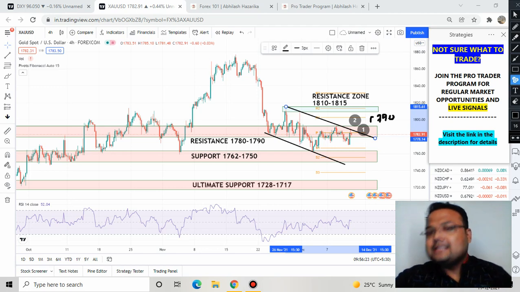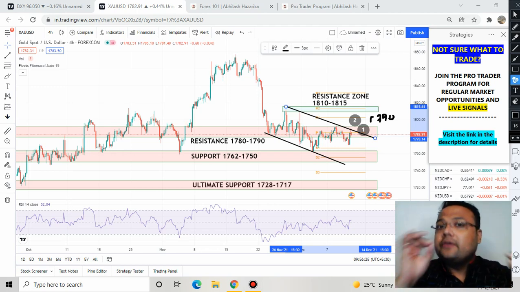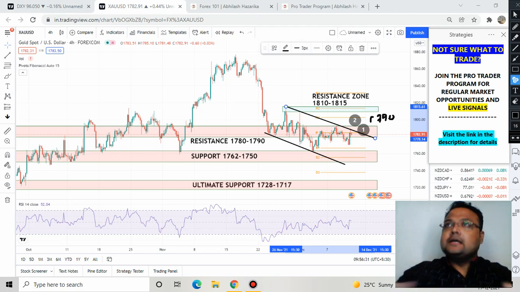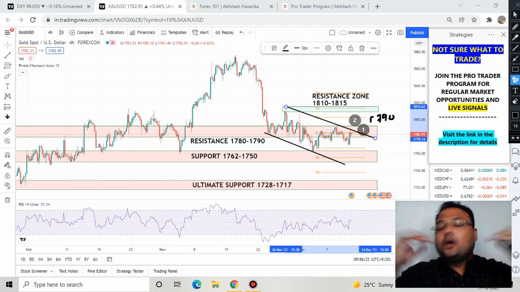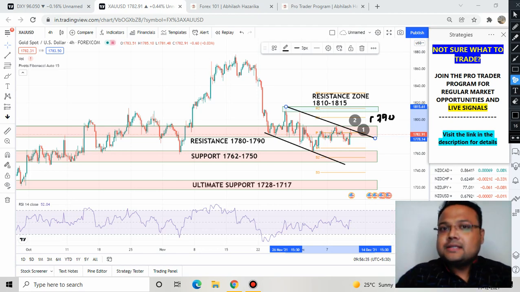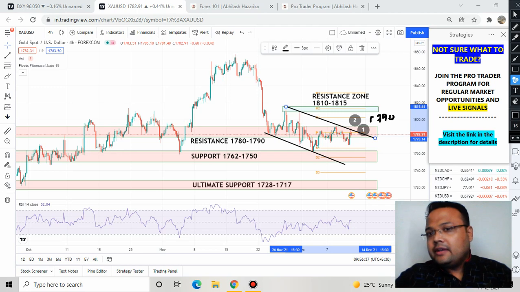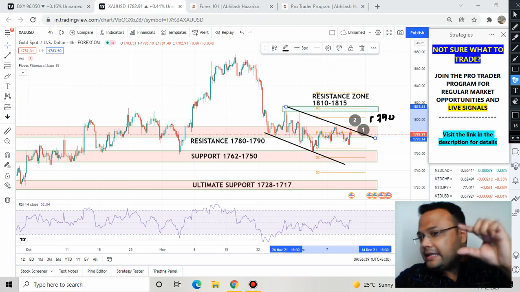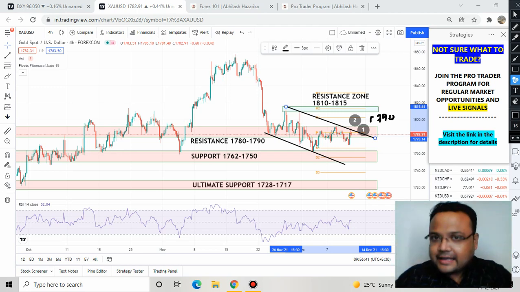But as this level has been acting as a strong resistance for the market, wait for some time, wait for proper confirmation. If you find that gold has really got the support of the buyers, if it is crossing the level of 1790 with a good, fat green candle, then take a buy position. That is your third trading opportunity.